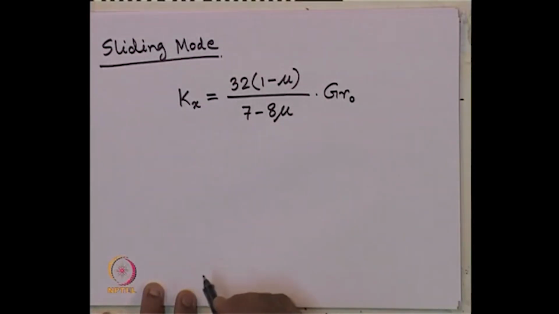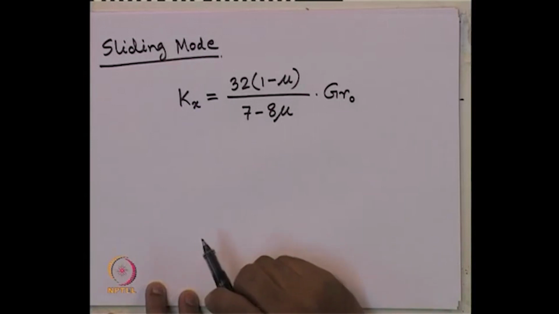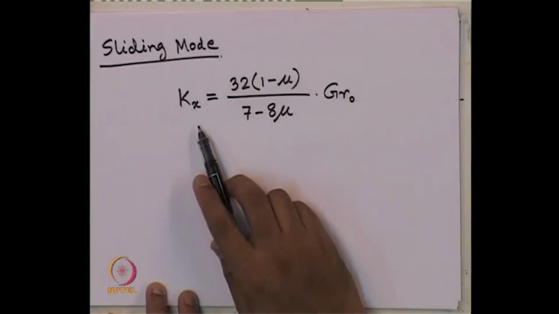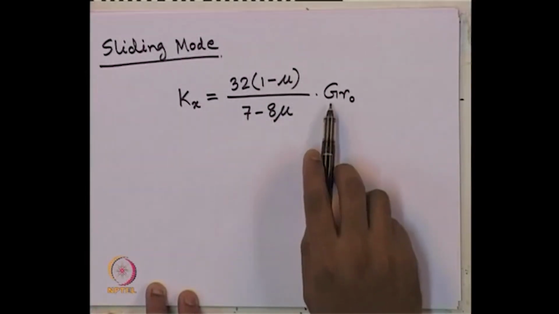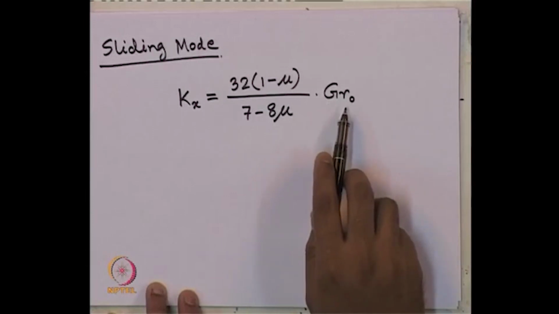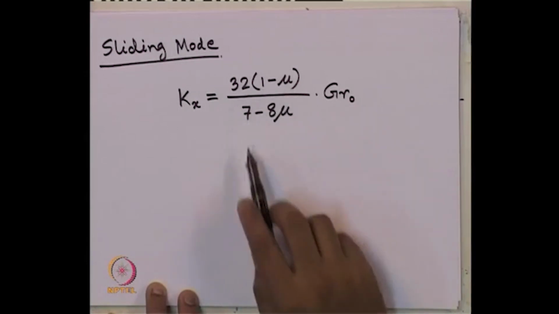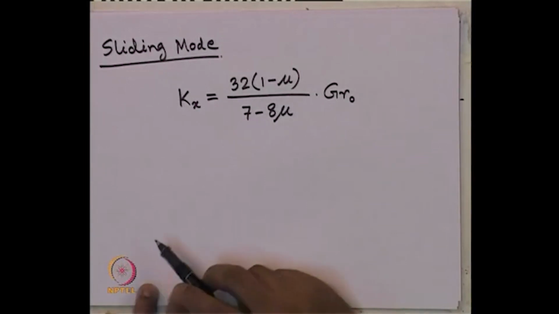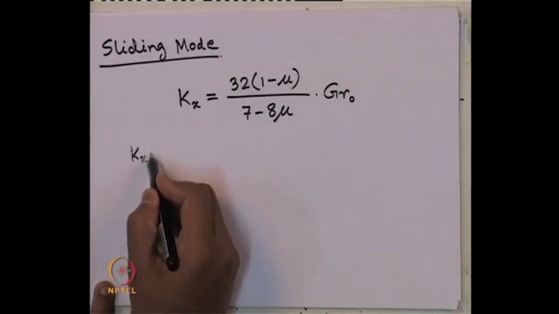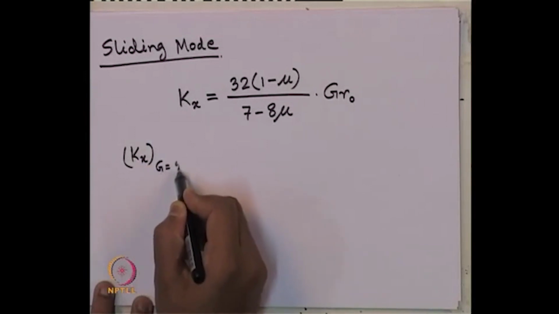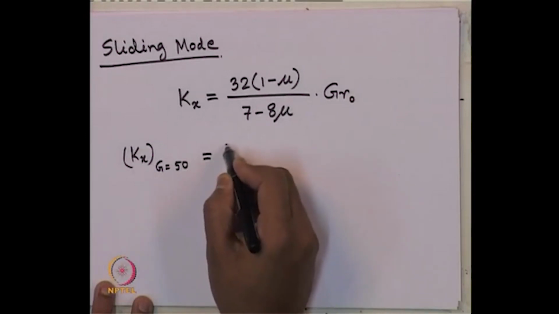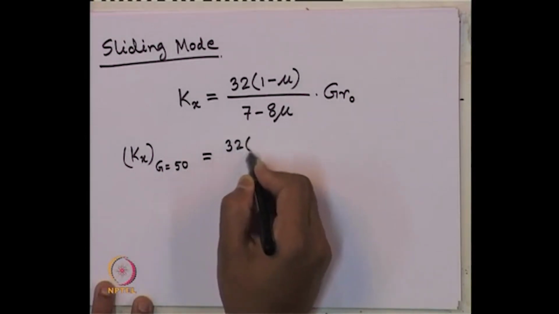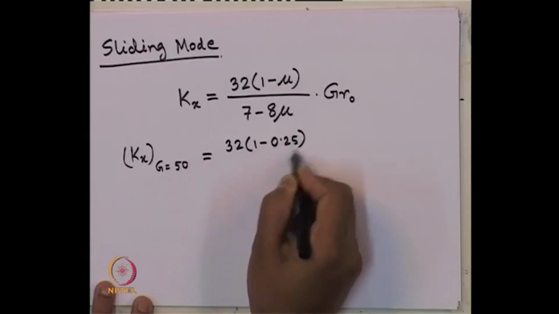This is the expression given again in Timoshenko-Godier, that horizontal stiffness of the spring can be computed like this. G is shear modulus of the soil, R naught is equivalent radius of the base of the foundation, mu is Poisson's ratio of the soil. So, by knowing this, the Kx value for our three different types of soil can be computed easily. For G equals to 50 TSF, the value will be Poisson's ratio is 0.25.